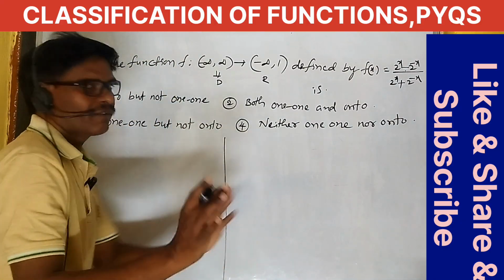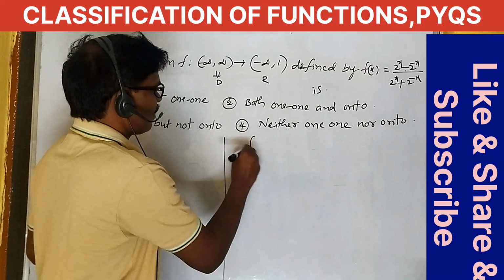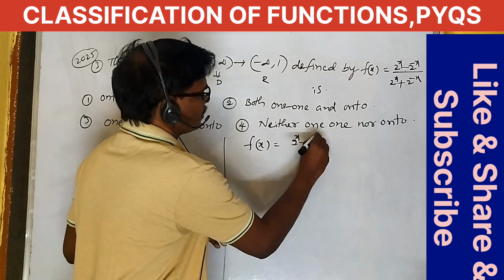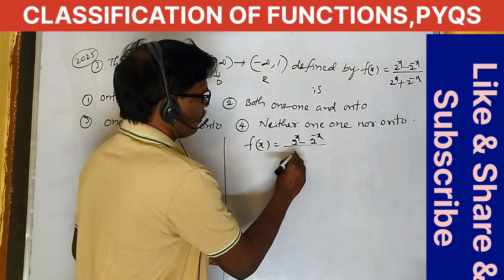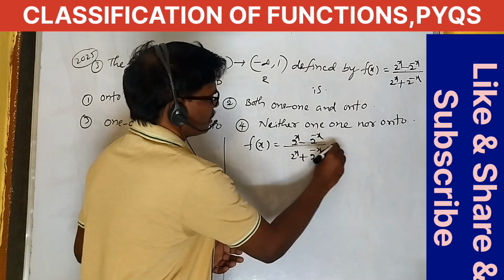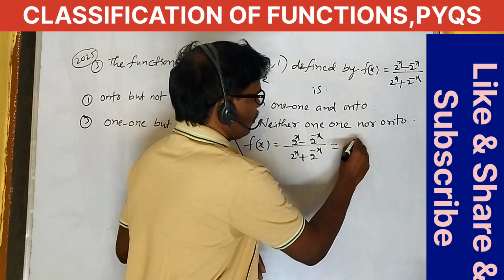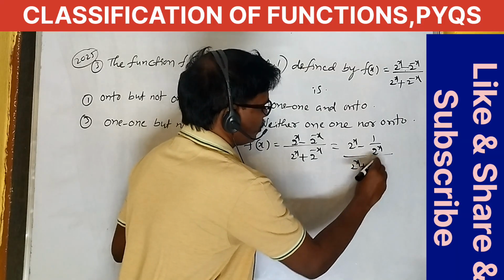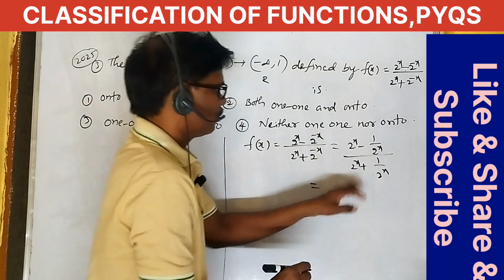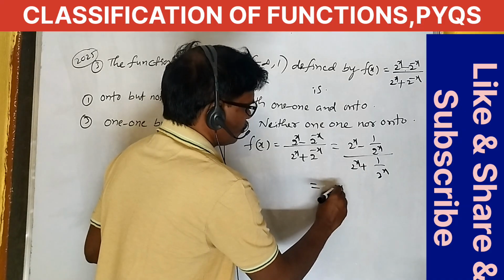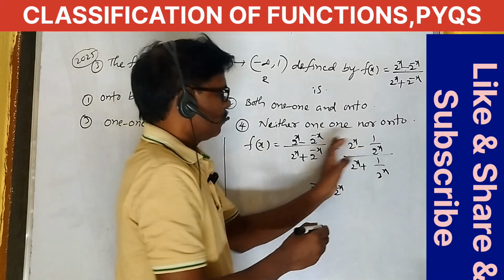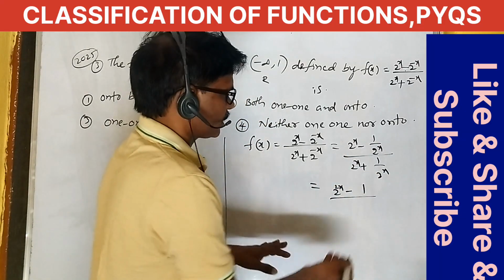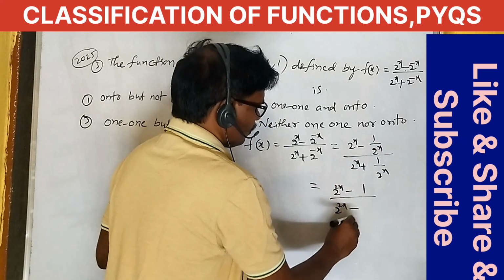First, we have to check whether it is a 1-1 function or not. The given function is f of x is equal to 2 power x minus 2 power minus x by 2 power x plus 2 power minus x. Write this as 2 power x minus 1 by 2 power x, over 2 power x plus 1 by 2 power x. Simplify: 2 power x whole square means 2 power 2x, and the 2 power x in the denominators cancel, giving 2 power 2x minus 1 over 2 power 2x plus 1.